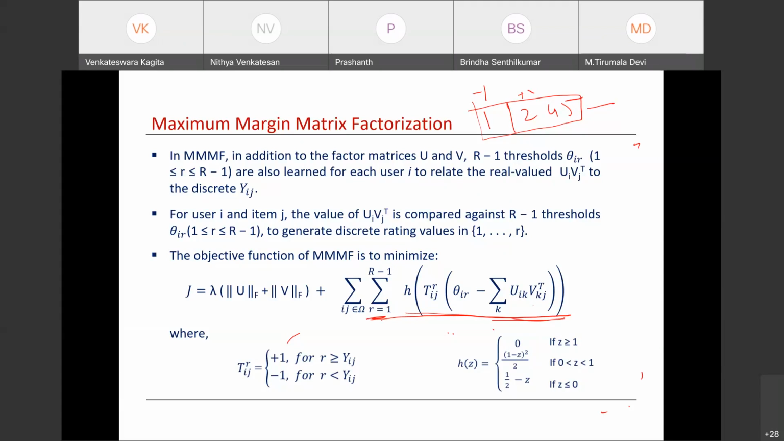So this problem, now we can understand this maximum margin matrix factorization as a solution for multi-class SVM, if we can understand it that way also. Yes, it is an embedded approach for that, but little alterations are required.